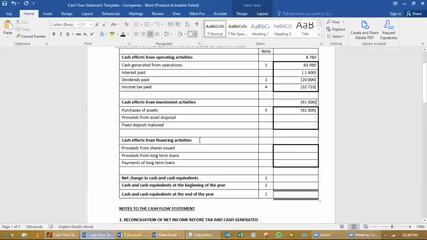Now the last component is our financing activities. So you know it's shares and loans. You'll see here proceeds, money we earn from issuing shares, money we earn from taking out new loans, and money we've paid, so an outflow of repaying those loans. So let's say the shares, the proceeds from our shares issued. This you'll find in your balance sheet.